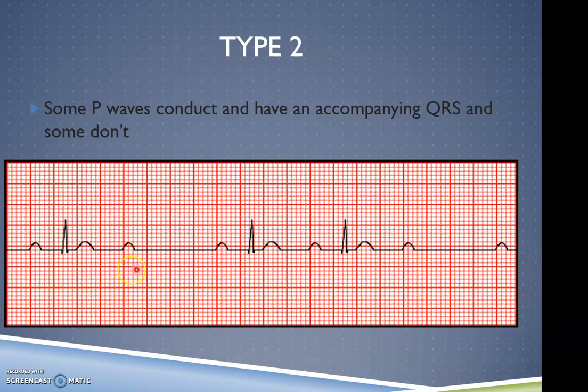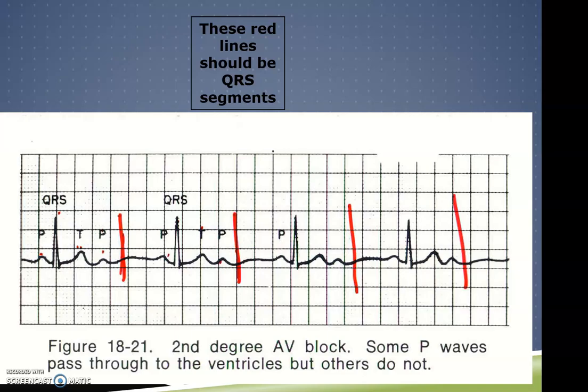What's not consistent is that you'll have a P wave, a QRS, a P wave, no QRS. You might have a couple complexes, and then a P wave and no QRS. So some of these are totally blocked. You'll see lots of P waves without QRSs. So if you look at this strip, these lines would be where we would expect a QRS complex to fall. We have a P QRS, P nothing. P QRS, P wave, nothing.